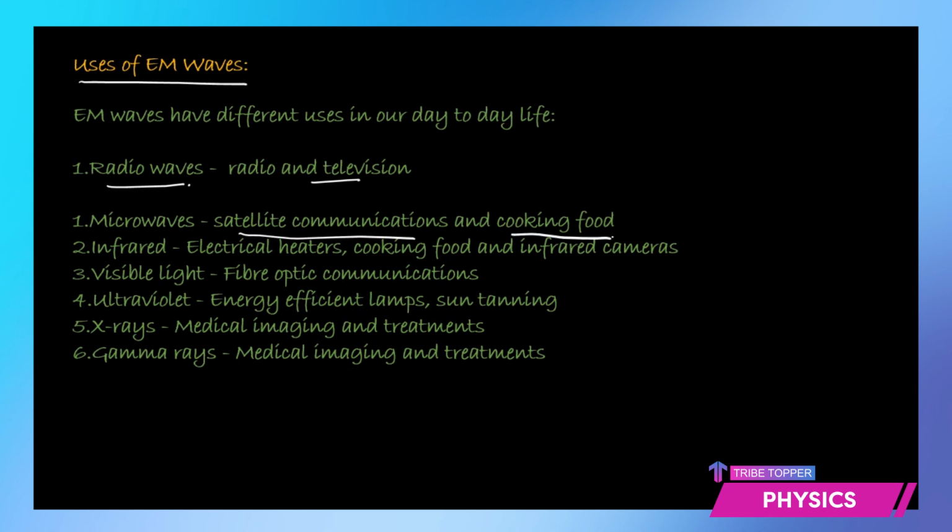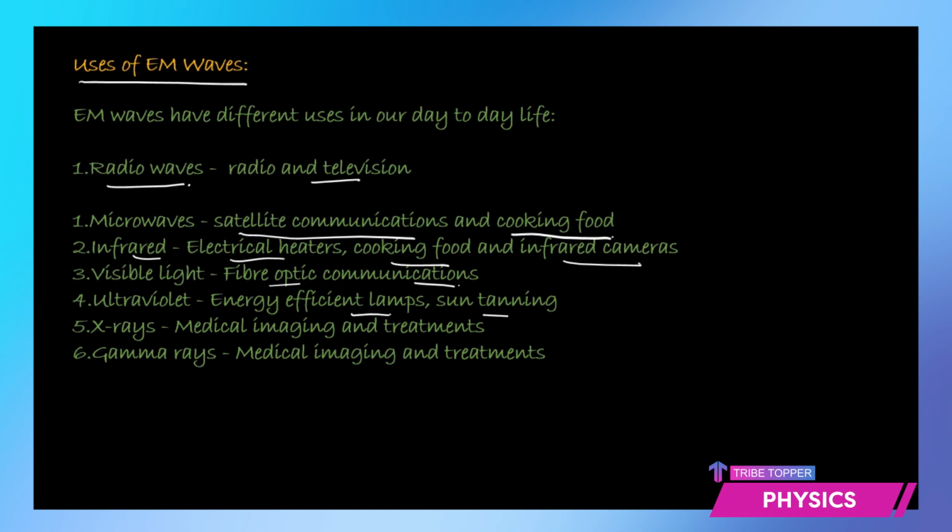Then we have infrared rays. Most probably all of you know electrical heaters, cooking food, infrared cameras. These are a lot of things which use infrared rays. Then we have visible light. Of course, we use visible light to see, and all the fiber optics communication happening in today's world is possible through visible light. Ultraviolet light is used in energy efficient lamps, and it causes sun tanning. Not a use, but it is responsible for sun tanning.